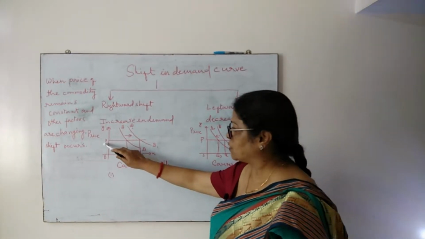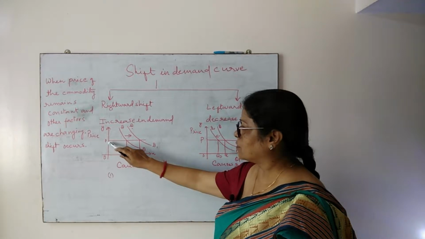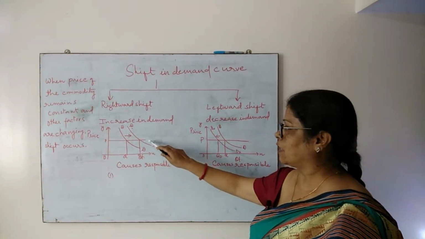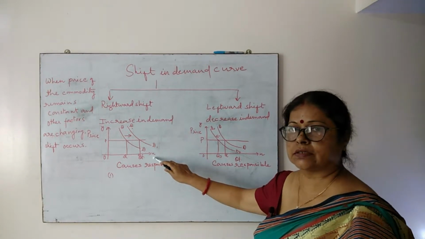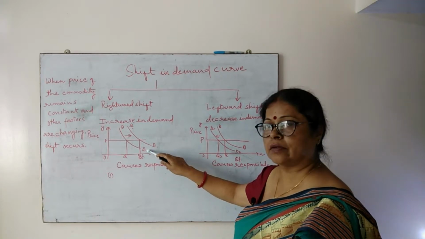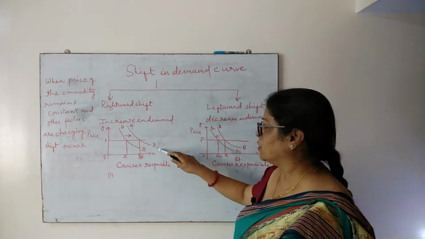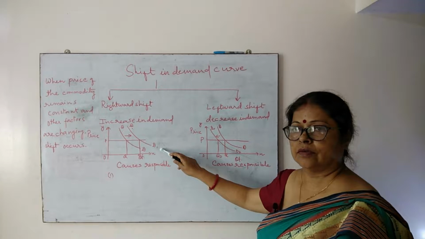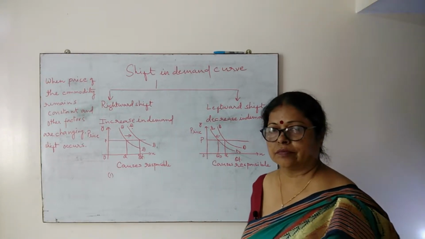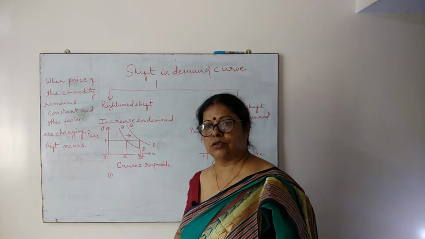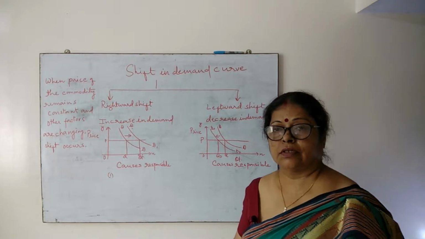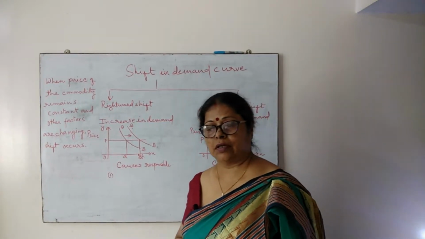So, you can see in the diagram that price of the commodity is reflected with the help of this line, which is parallel to the x-axis. DD is the original demand curve, and D1 is the new demand curve, which can also be termed as increase in demand. Now, they can ask you what are the factors responsible for shift in demand curve.